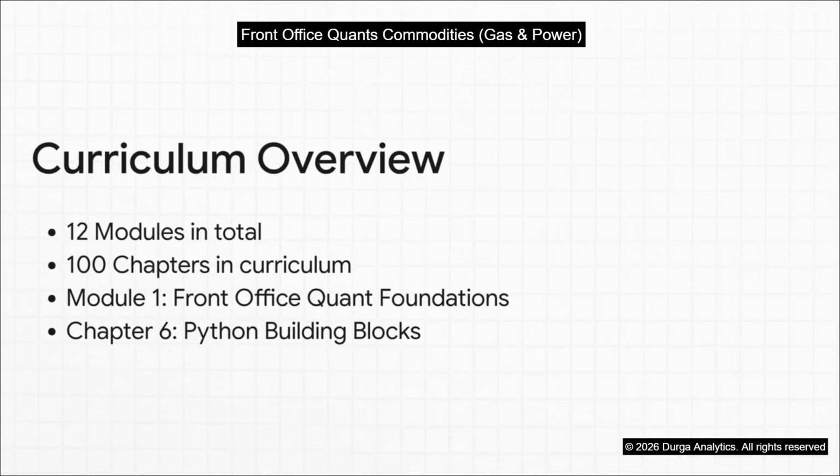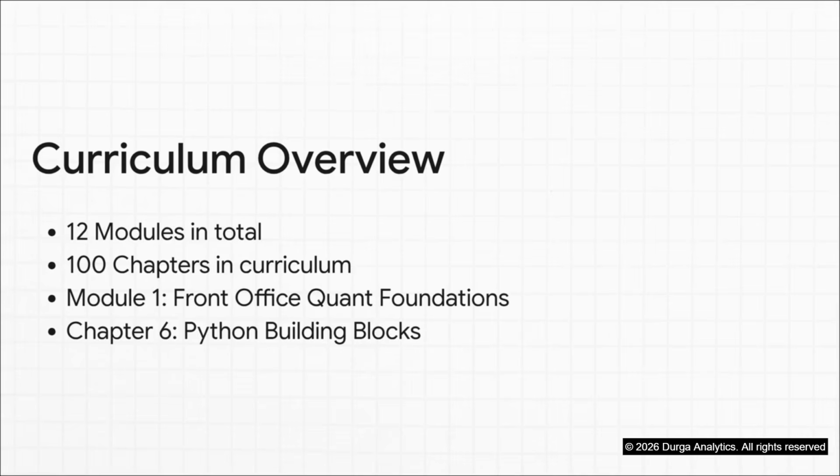This sits inside our massive 100-chapter curriculum, which spans 12 modules. We progress from basic front office quant fundamentals here in Module 1, all the way through commodity markets, forward curve construction, pricing, and those final capstone desk projects in Module 12. Today, we are specifically tackling Module 1, Chapter 6. This is where you get the exact syntax and the foundational logic that we are going to rely on for every single upcoming desk project.